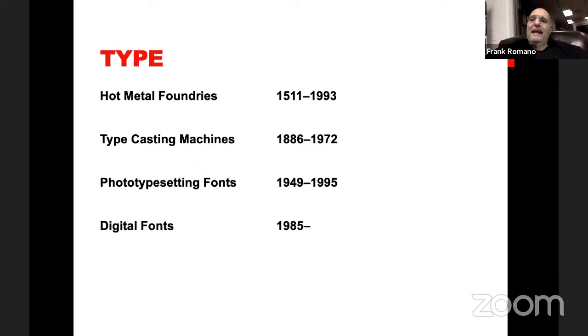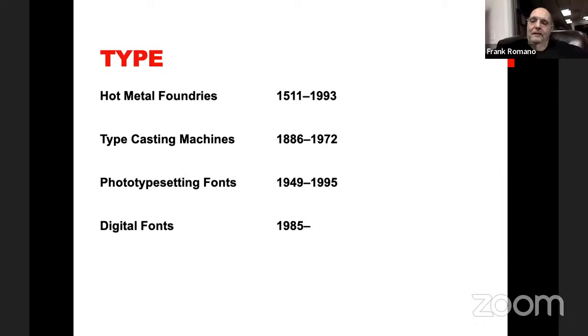Phototypesetting began for all intents and purposes in 1949, when Intertype showed the Phototypesetter. Probably 1995 is a good date in terms of when the last photo typesetting font was manufactured. And then of course, in 1985, we have PostScript and the beginning of the digital font era. And so we're going to go through a lot of machines that will be boring, and we'll talk about type along the way.